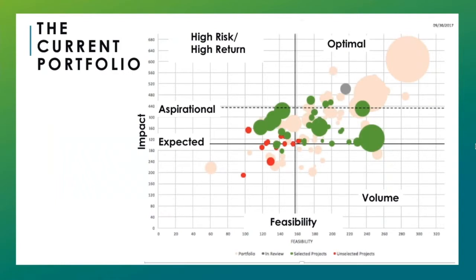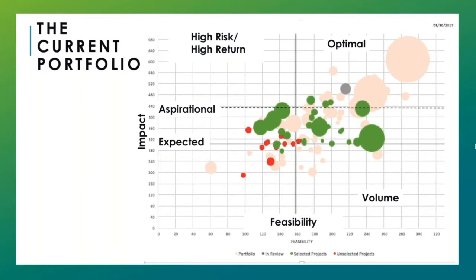This is a view of our current portfolio where the green bubbles represent the approved projects. The size of the bubble represents the total cost of the project. The red ones are the ones that we did not accept. Now, we know we can do better in this because we see a lot of the projects in that top right quadrant. We might not be taking enough risk and have enough projects in that top left.